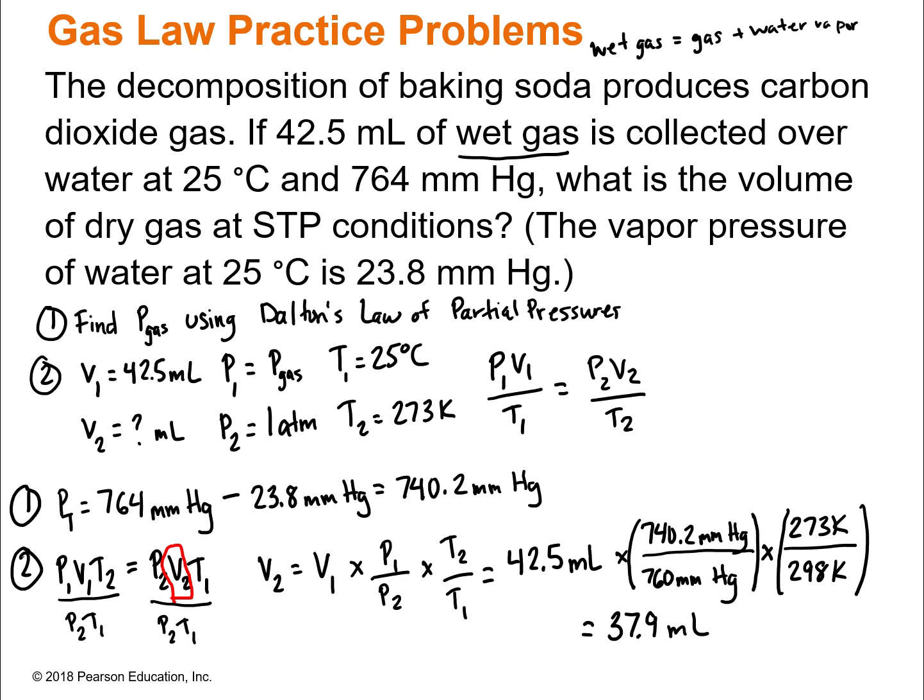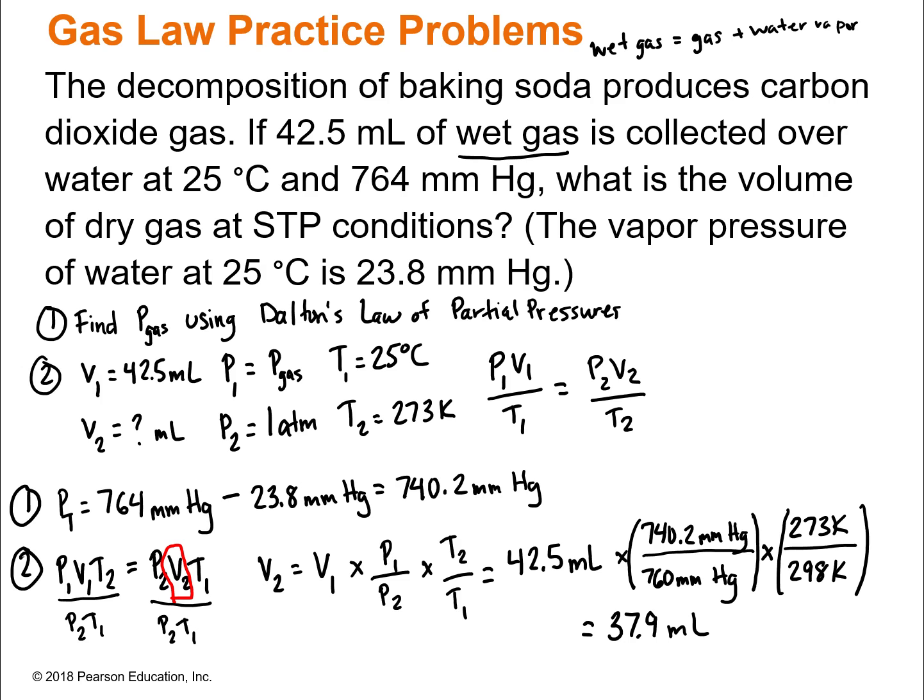Sure, I can walk through this one again. So this is definitely one of the more complex ones because there's a lot of numbers involved. So let's start with reading the problem and breaking that down, because I think that's the crucial part here. So we've got baking soda that produces carbon dioxide gas when it decomposes. We collect wet gas over water at 25 degrees Celsius and a pressure of 764 millimeters of mercury. The question is asking about the dry gas at STP conditions.